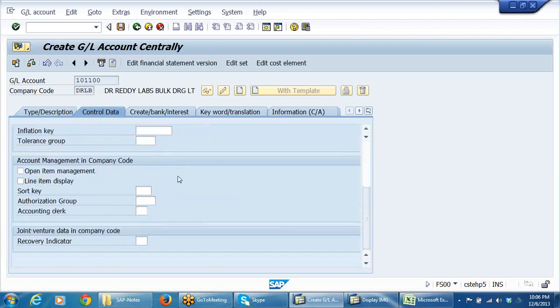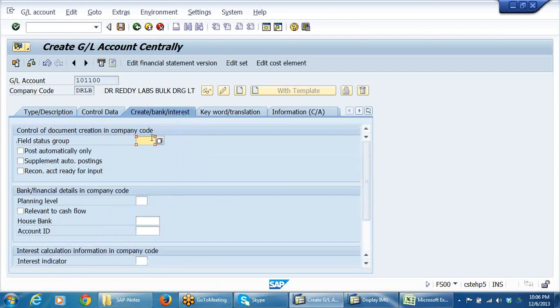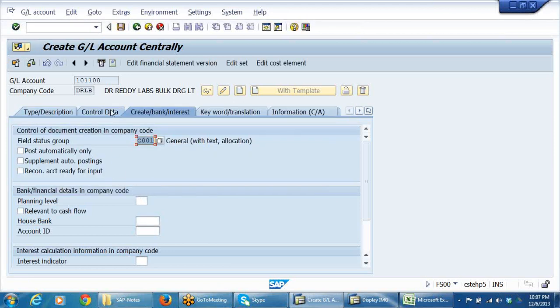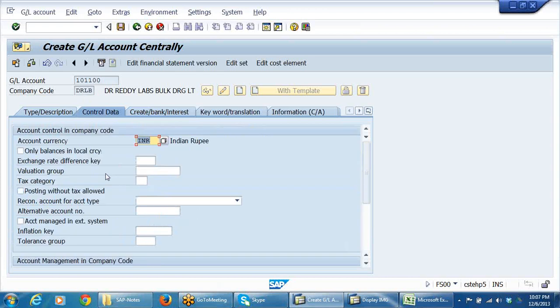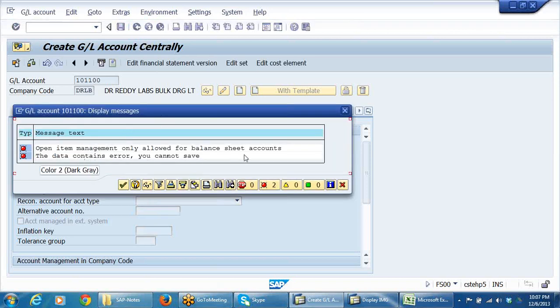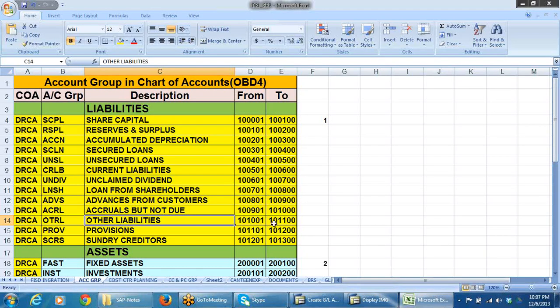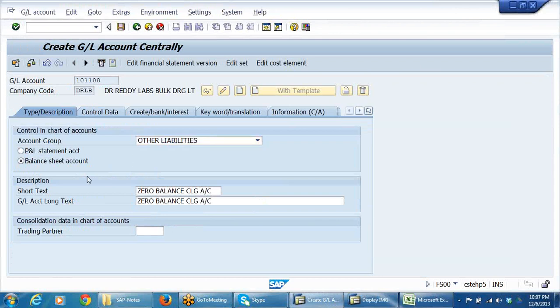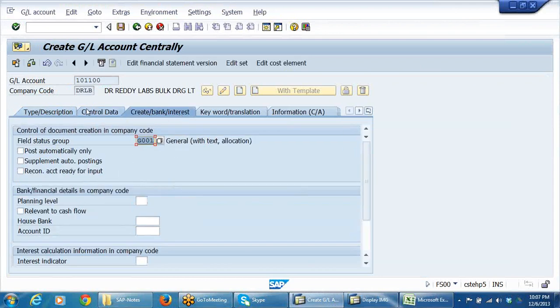What you need to do here is line item display, it should be an open item. You know what is meant by open item? Open items are nothing but the system will take care of the clearing of the open item. This is balance sheet. Only balances in local currency. The system is saying some open amount is only allowed for balance sheet accounts. Are we not taking a balance sheet account? Other liability. Okay, sorry, you made a small mistake. Here you have to select balance sheet account. Right? Now the system will allow you.